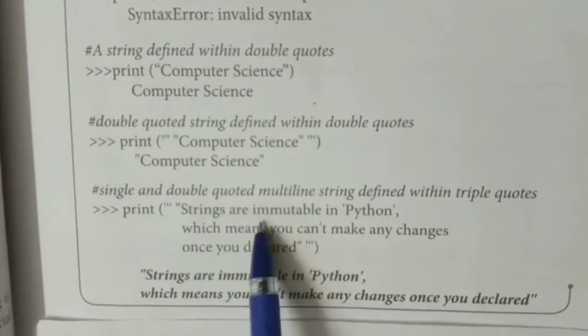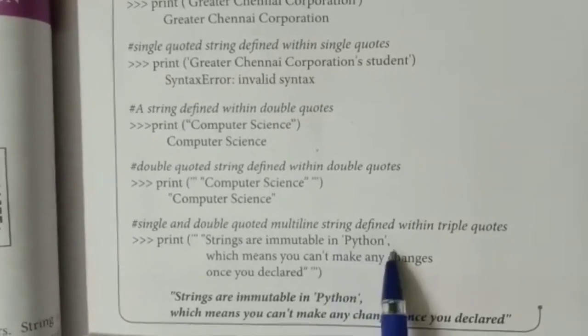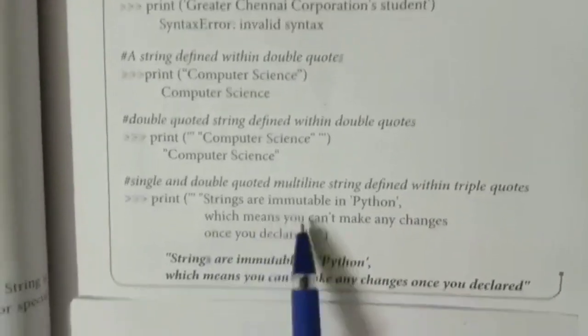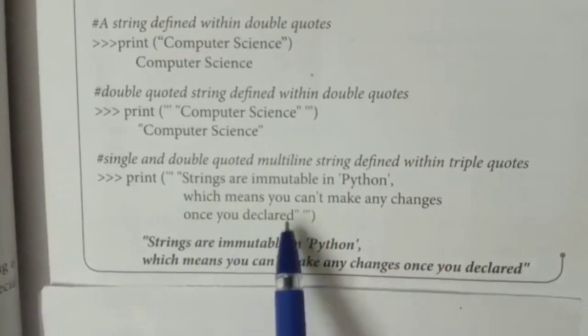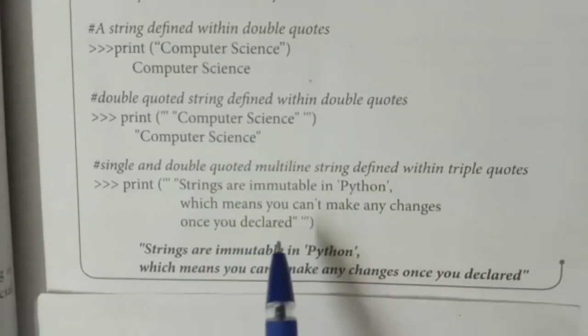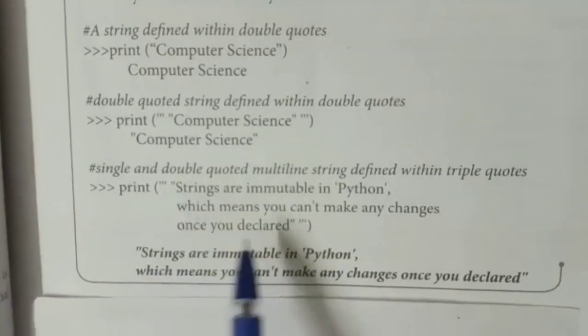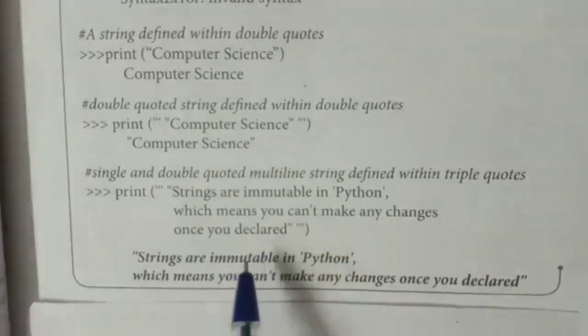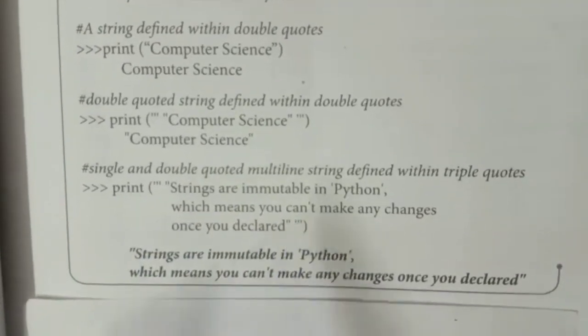Strings are immutable in Python. Python is given in single quotes, which means you can't make any changes once you declare. So this is a quotation which has to be given in, usually you will give quotation in the double quotes. Now if you are going to define it as a string, it has to be given in triple quotes. This is the way of defining a string.